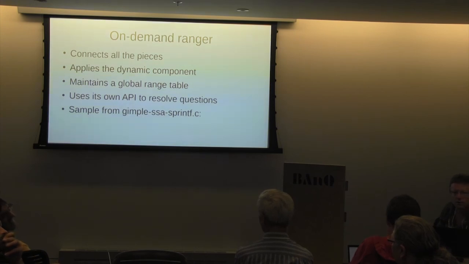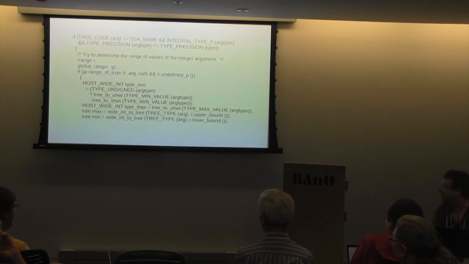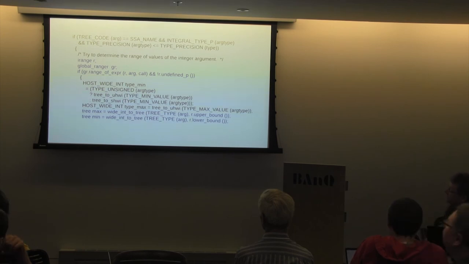So that's an example of where this looks good to me. I'm running out of time, so I'm going to zip through a couple of things here. This is just an example of how easy it is to use. This is the actual code you changed in the printf pass. We just create a global ranger and ask for the range of the expression, and it gives us back a value if it's got a value. So you can't get much easier to use than that.